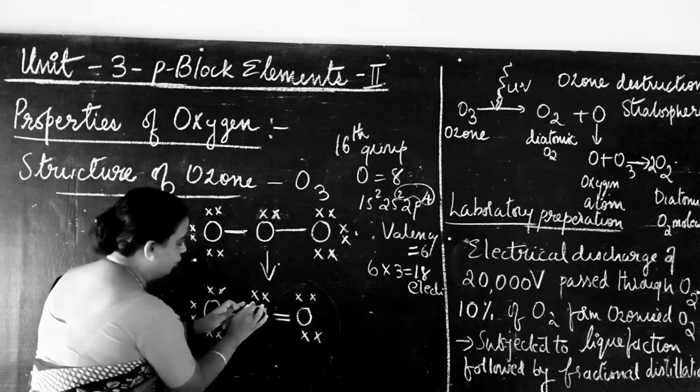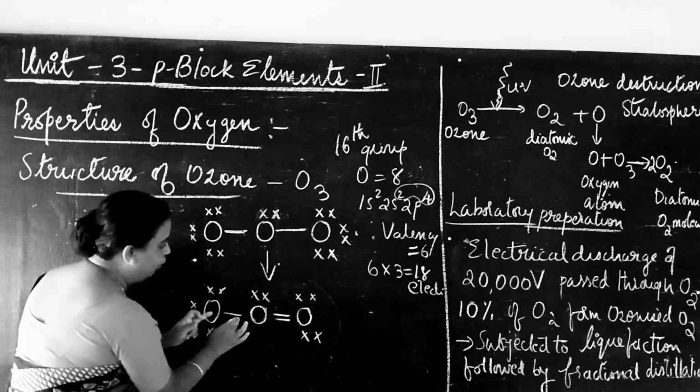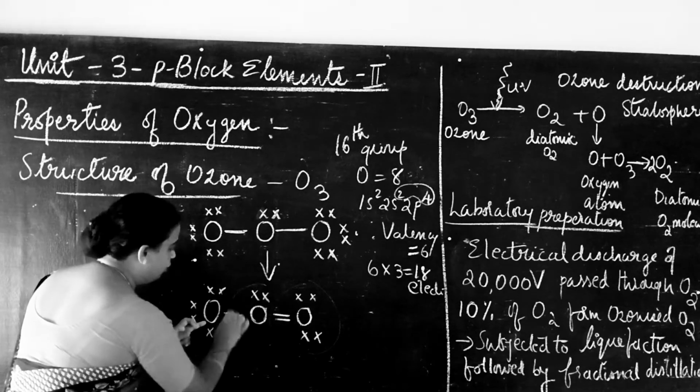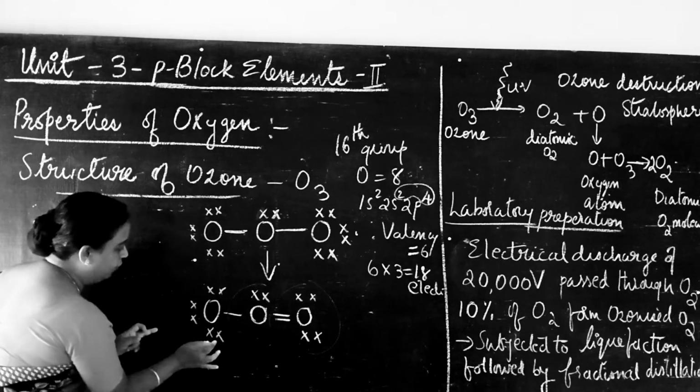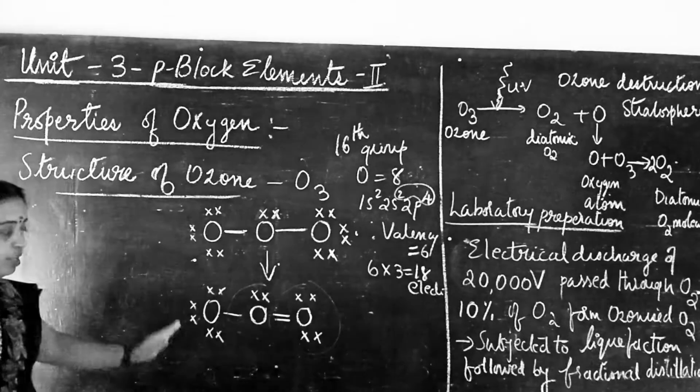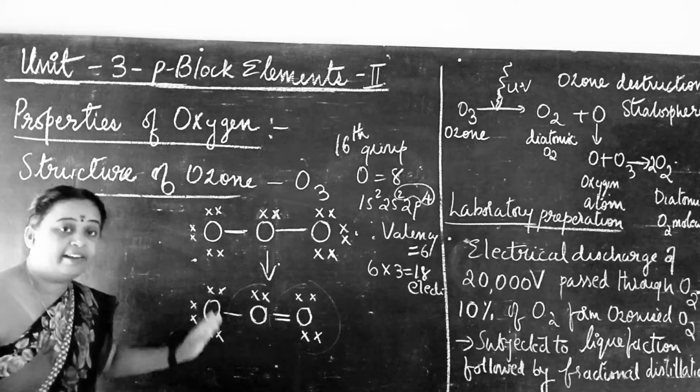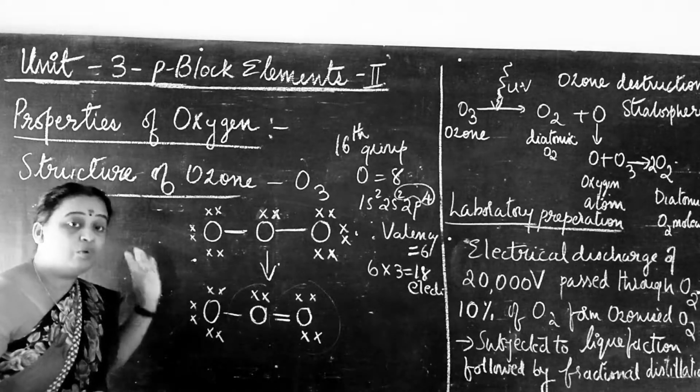Now we look into this oxygen. 1, 2, 3, 4, 5, 6, 7, 8. So this is also getting octet configuration. Now look into this one. 1, 2, 3, 4, 5, 6, 7, 8. Yes. So this is one of the resonance structures of ozone.